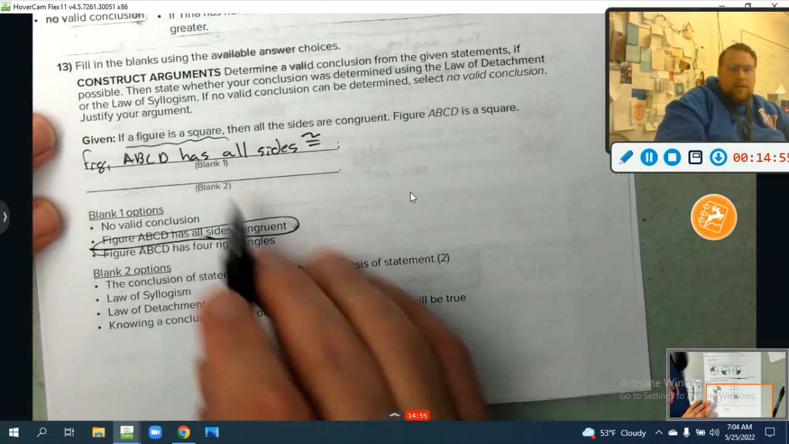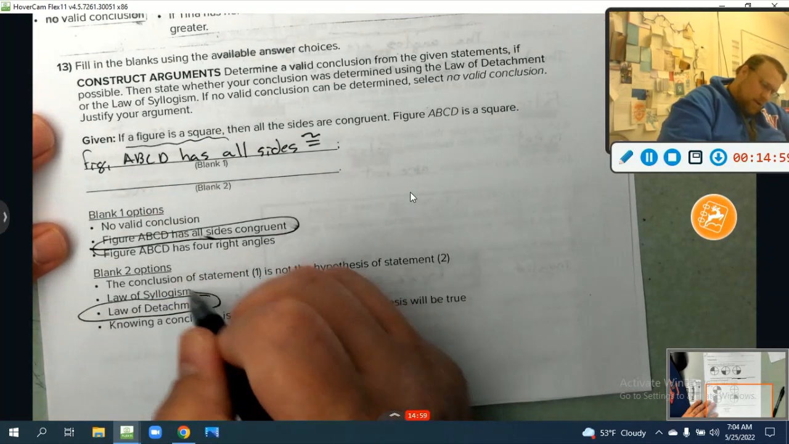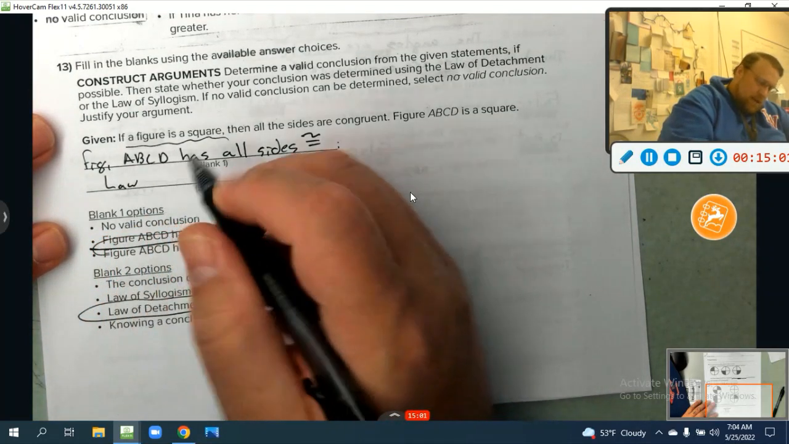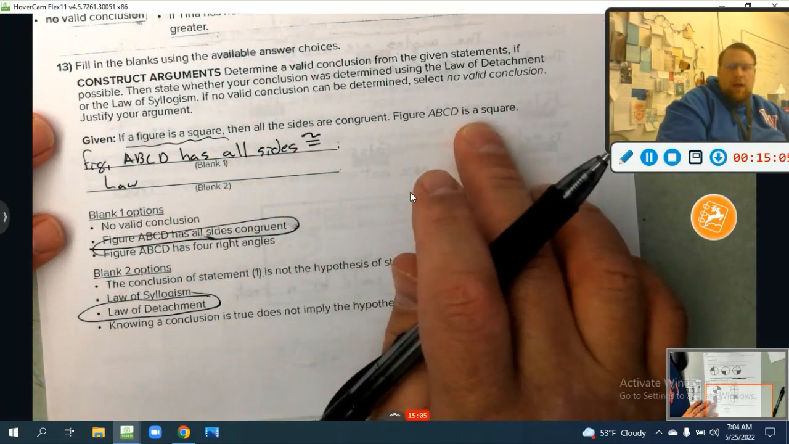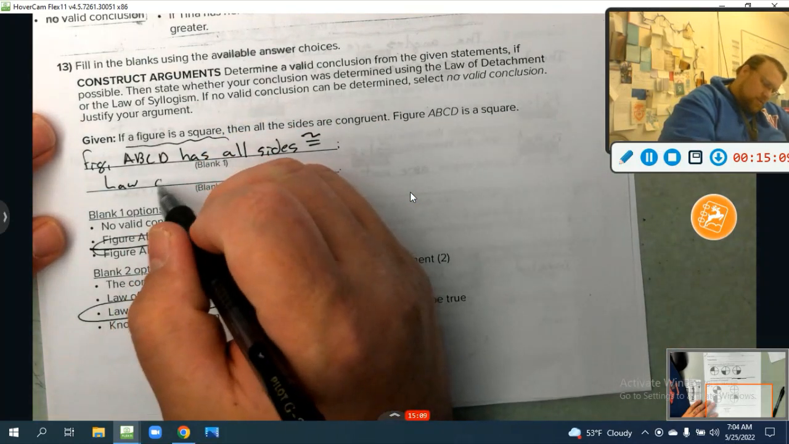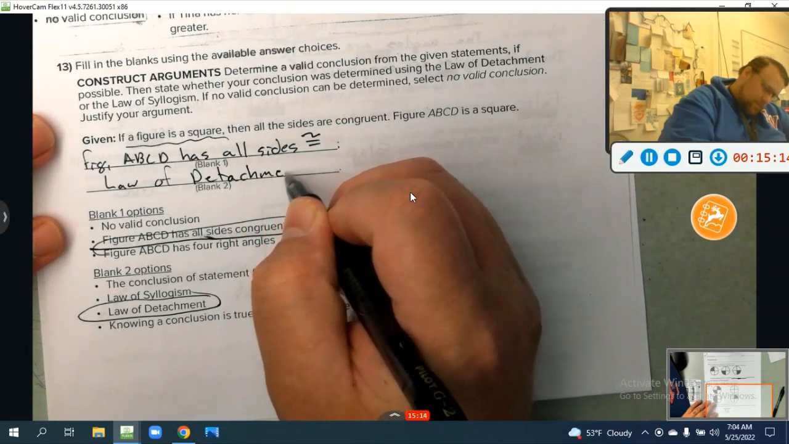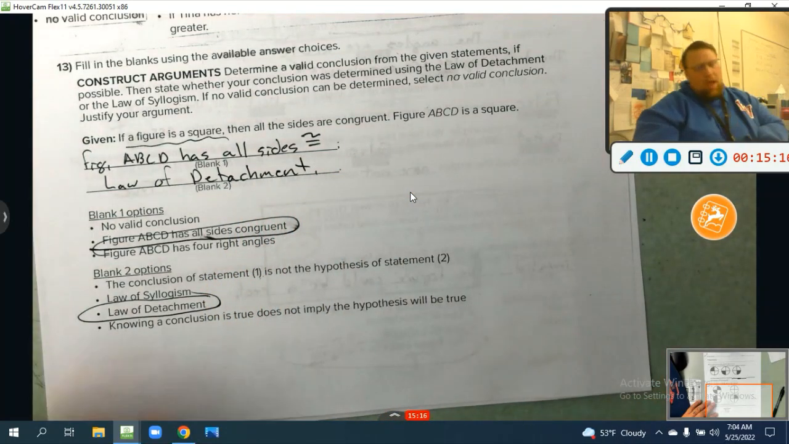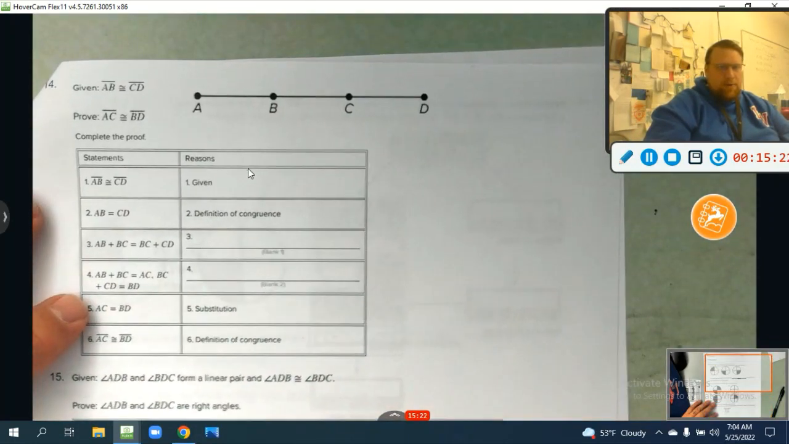And how are we doing this? This is perfect law of detachment right here. It's our law of detachment. It's not a syllogism. It's not two if-then statements. It's just one if-then statement and one statement following that, which gives us this conclusion. Perfect. Let's go on to proofs now. We're going to do some proofs.